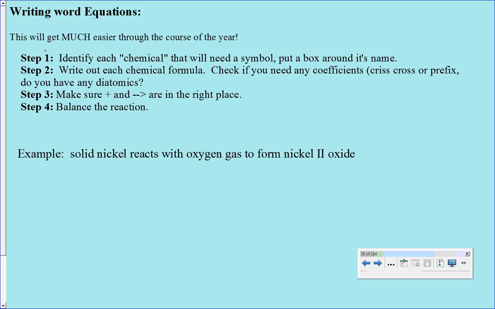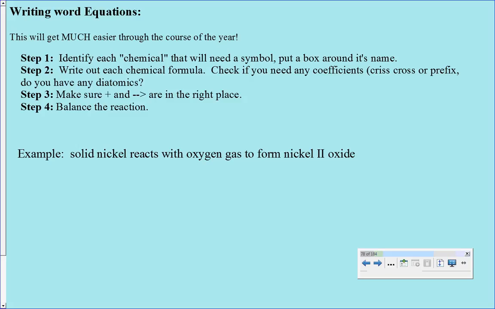Welcome to our last topic in this unit, which is writing word equations. Your periodic table will be very helpful in this. It's a combination of some formula writing and balancing, kind of everything we've done in this unit. First, you're going to have to go through and identify what chemicals in the reaction are going to need symbols.